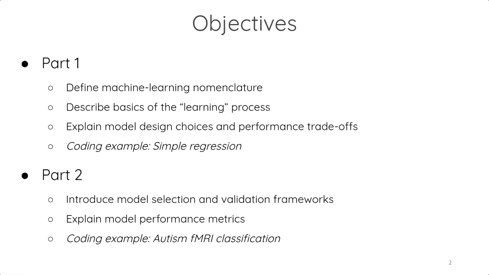models. And it will be like a primer for tomorrow's much more advanced lecture on model selection and cross-validation. So hopefully this will give you enough background to dive into more detailed stuff tomorrow. And we'll end the second part by doing an actual autism fMRI classification problem.